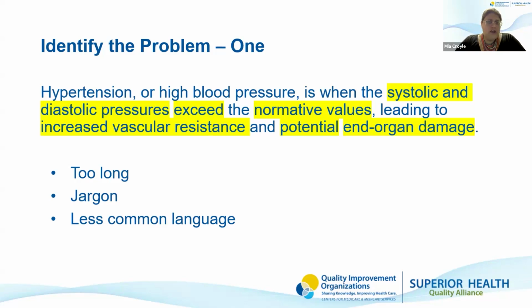It's not too terrible. There are definitely some jargon or technical words: end organ damage, vascular resistance, systolic, diastolic pressures, right? And then even when it wasn't a technical term, we're using less common language. So exceed, normative values, potential, right? They started off so well with hypertension or high blood pressure, right? That's what we want to do when we introduce a technical term like hypertension. We want to define it as high blood pressure.